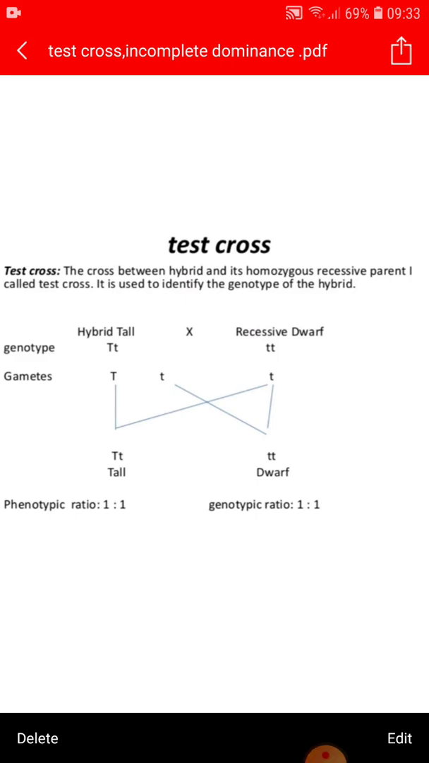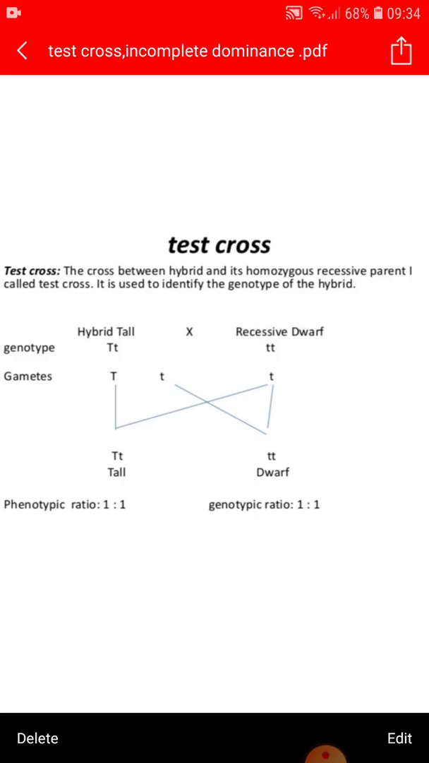Let's start with the next topic. Today's topic from chapter number 5 is the test cross. A test cross is just the cross between the hybrid, that is, as we discussed yesterday in the lecture, the F1 generation is always hybrid. This means a test cross is the cross between the hybrid, that is between F1 and its homozygous recessive parent.